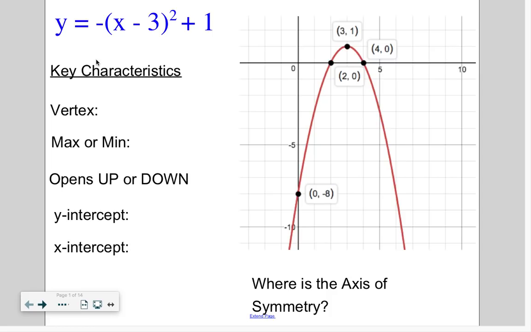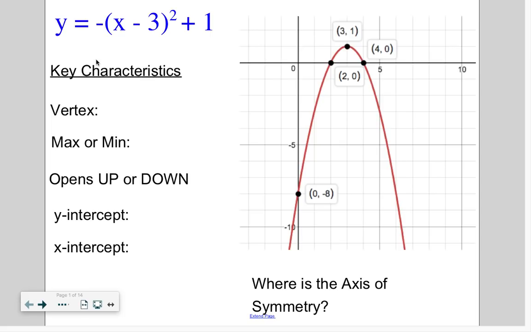Today we are going to be talking about how to graph a quadratic function by hand. And actually we're just going to be doing the first part of it. Yesterday we graphed using technology. We used Desmos.com to do our graphing, and that was to help us learn what the key characteristics were. So, quick review of that.